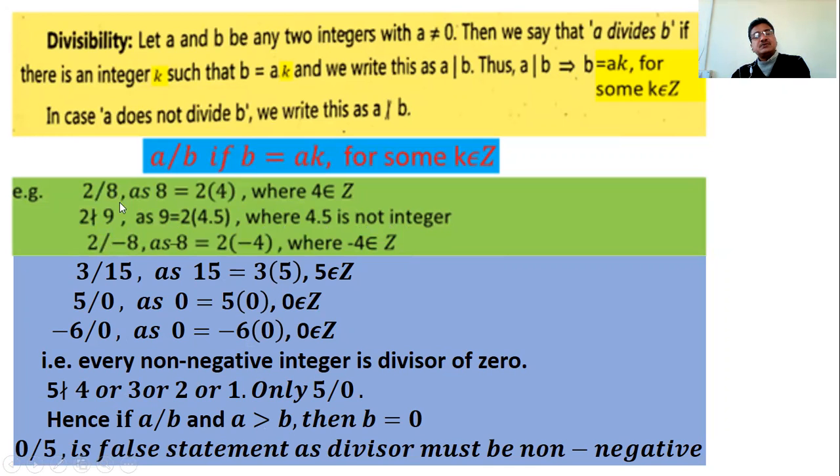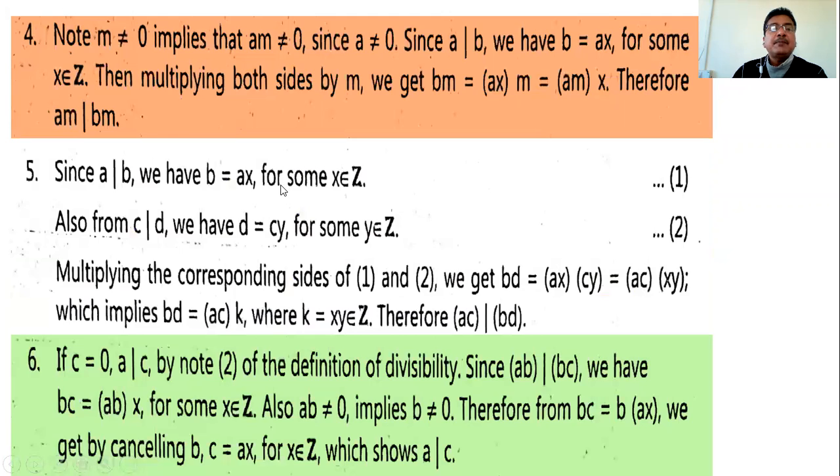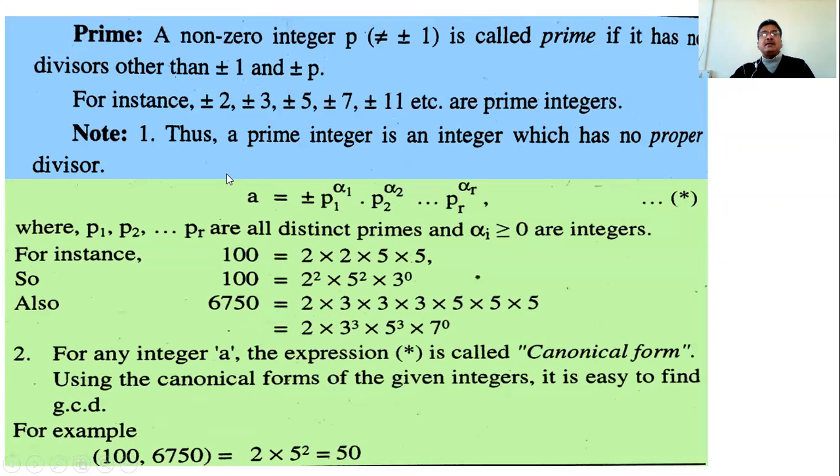Also minus 2 divides plus 8, and 2 divides minus 8. We know this notation, or this relation, of divides. 3 divides 15. So what are the divisors of, suppose, 8? The divisors of 8 are plus minus 1, then plus minus 2, then plus minus 4 and plus minus 8. And that's why 8 is not a prime number. So a number is called prime if it has no divisors other than plus minus 1 and plus minus itself.